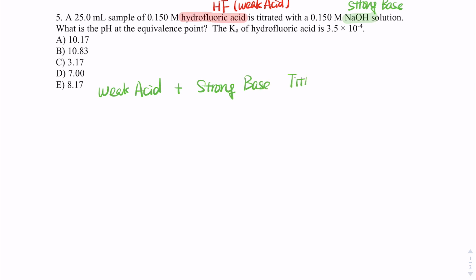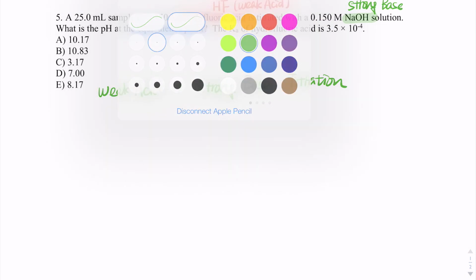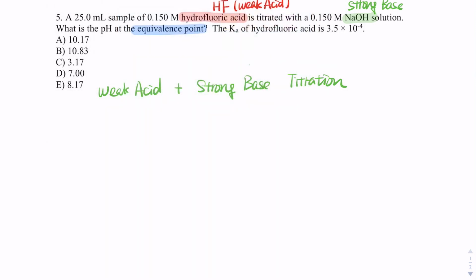So first of all, you have a weak acid and strong base titration problem. And then the next thing you do is see which region this question belongs to. Let's keep on reading. The question is asking, what is the pH at the equivalence point? This question is nice, it's telling you where that is. It's telling you the equivalence point.